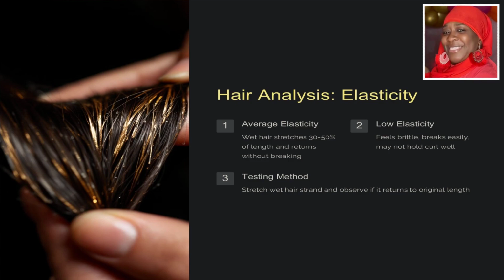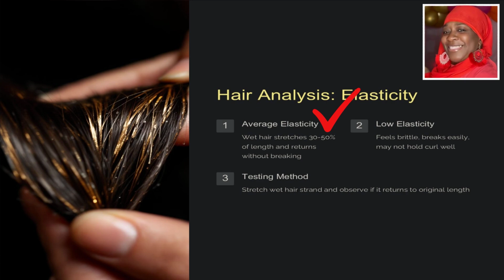Hair elasticity is a reflection of the strength of the side bonds in the cortex. Wet hair with average elasticity will stretch between 30 and 50% of its length and return to that same length without breaking. Dry hair stretches about 20% of its length.